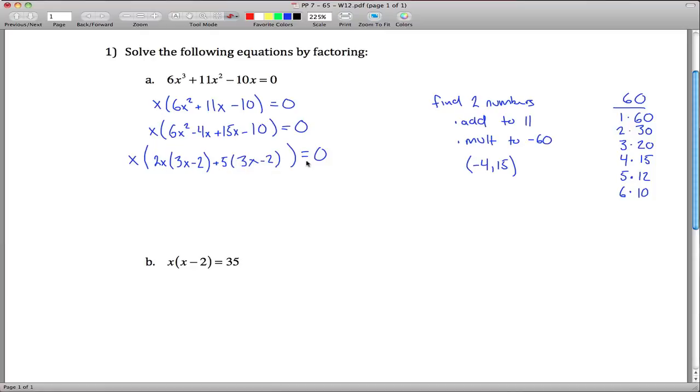So the inside factors like this. Again, we're leaving the x outside. Don't let those extra parentheses throw you off. Just put on blinders. We're just looking on the inside here. These two terms on the inside both have a 3x minus 2 in common. And if you factor that out from each of these terms, you're left with 2x plus 5.